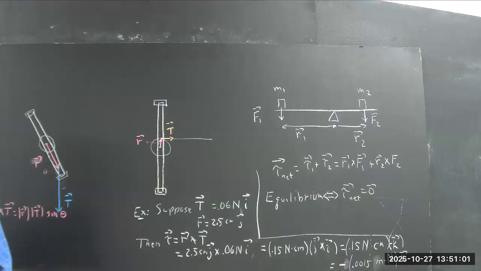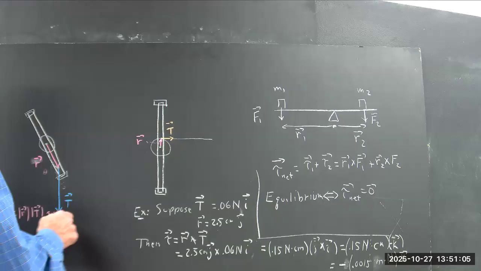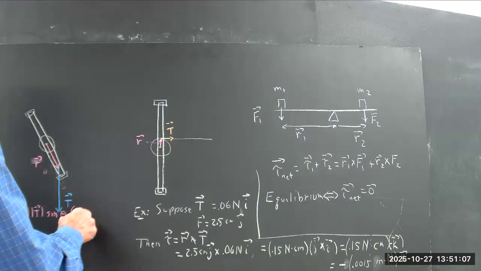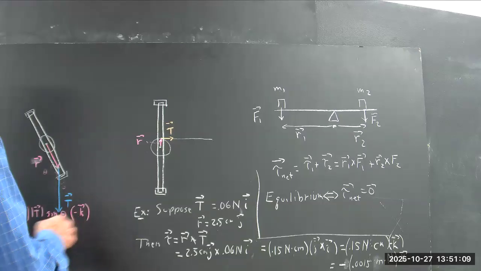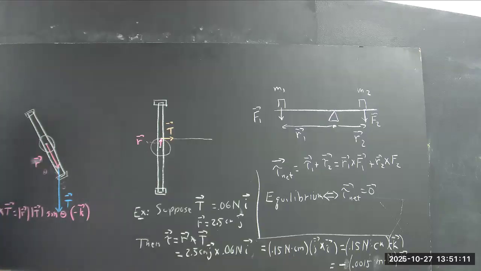Well, it'll be times negative K. If I gave you this vector and this vector in components, you'd be able to do the cross product. Okay. And you need to be able to do that.